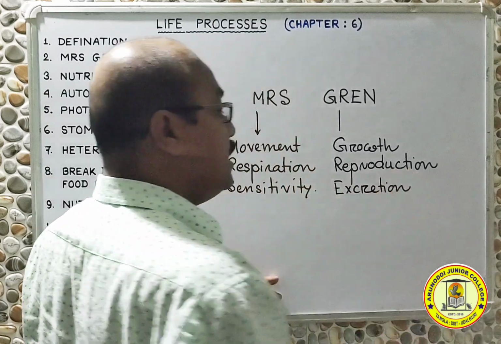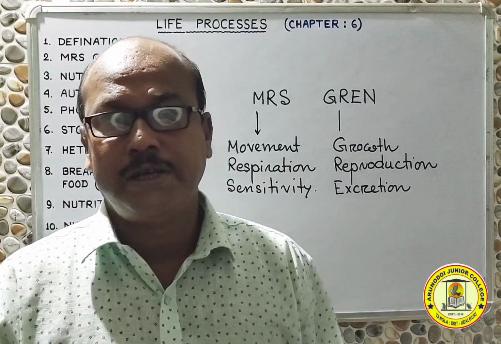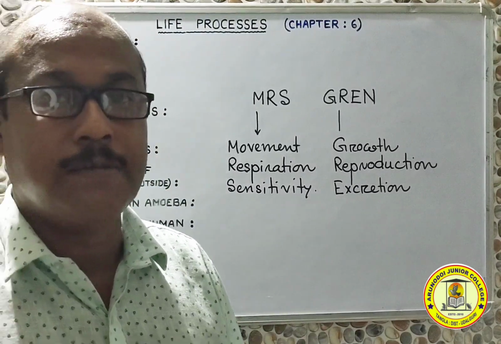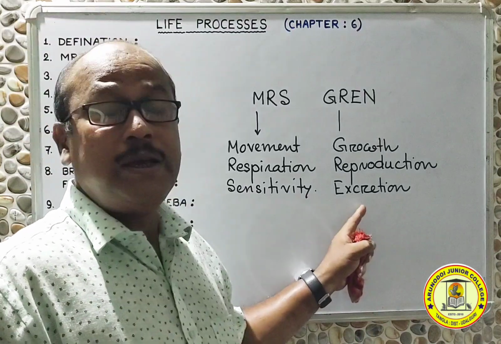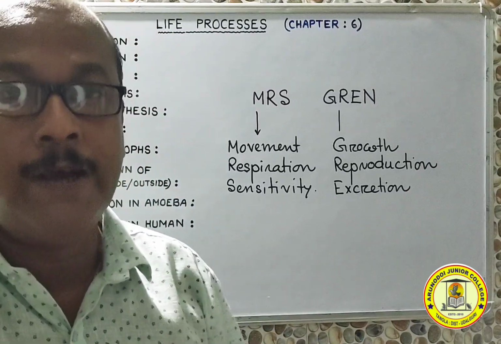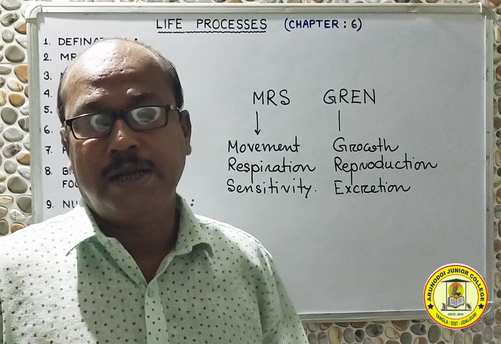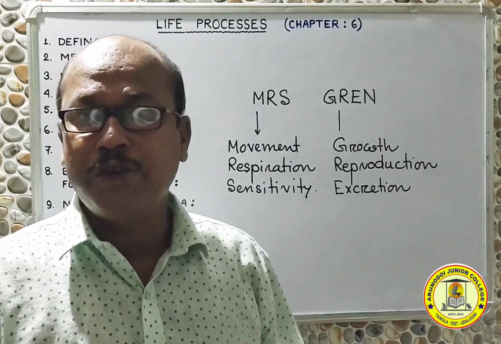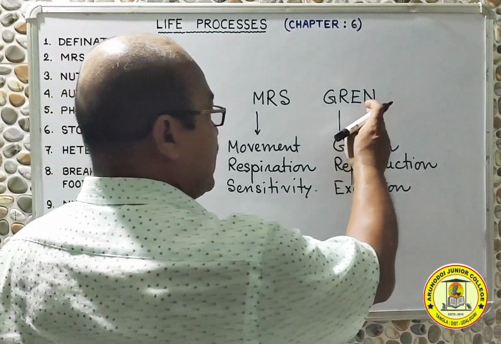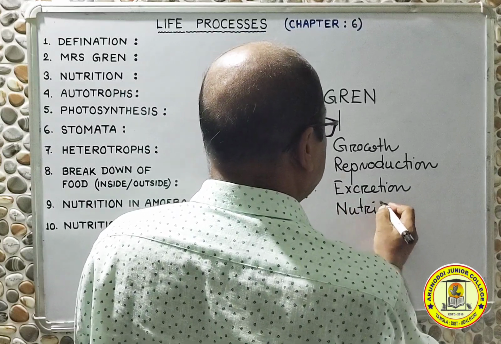Excretion means the process by which the waste materials are eliminated from the body of an organism. Otherwise, what will happen if the excretion, that life process, is not working inside our body? All the toxic materials which are getting accumulated in the body of a living organism will eventually kill it. And finally, the last one but not the least, is nutrition.